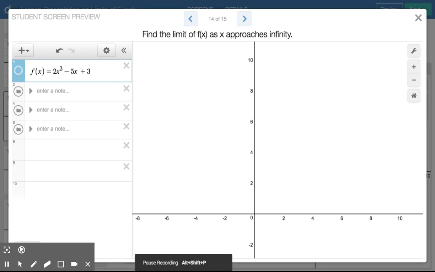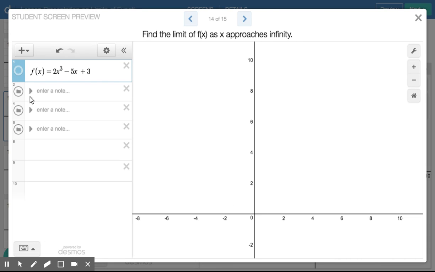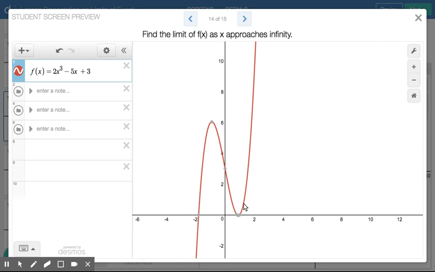If we look at the graph of f of x, then we notice that as x gets larger and larger, the y value also gets larger and larger. And so we know from the graph that the limit of f of x as x approaches infinity is positive infinity. But what if we don't have access to a graph, or we can't remember how the graph of a cubic function looks like? How do we find the limit of this cubic function?